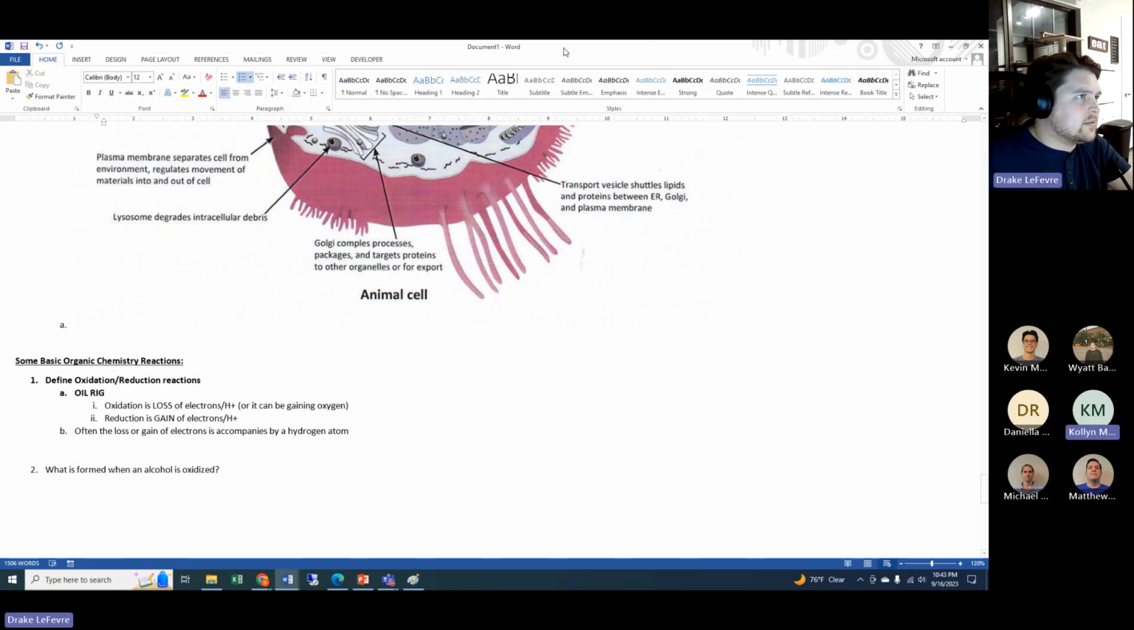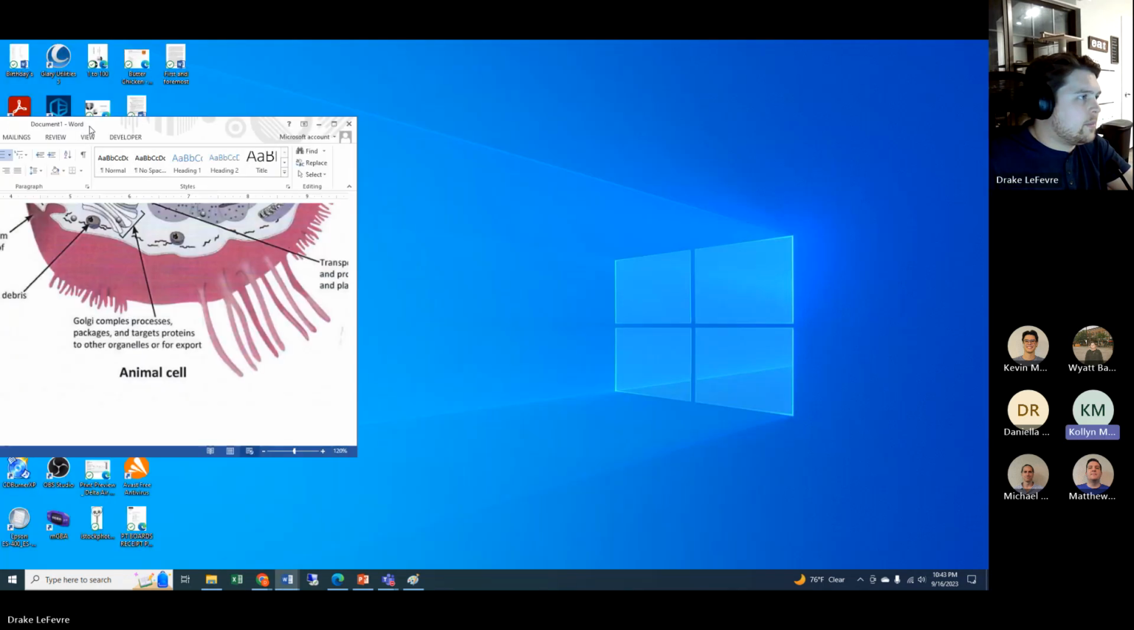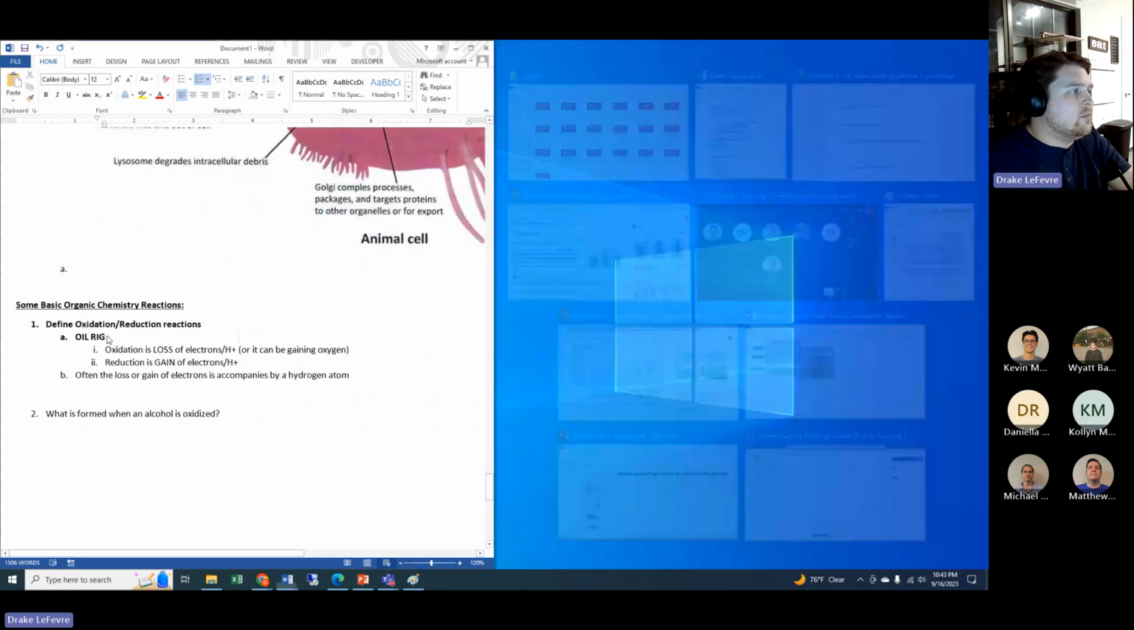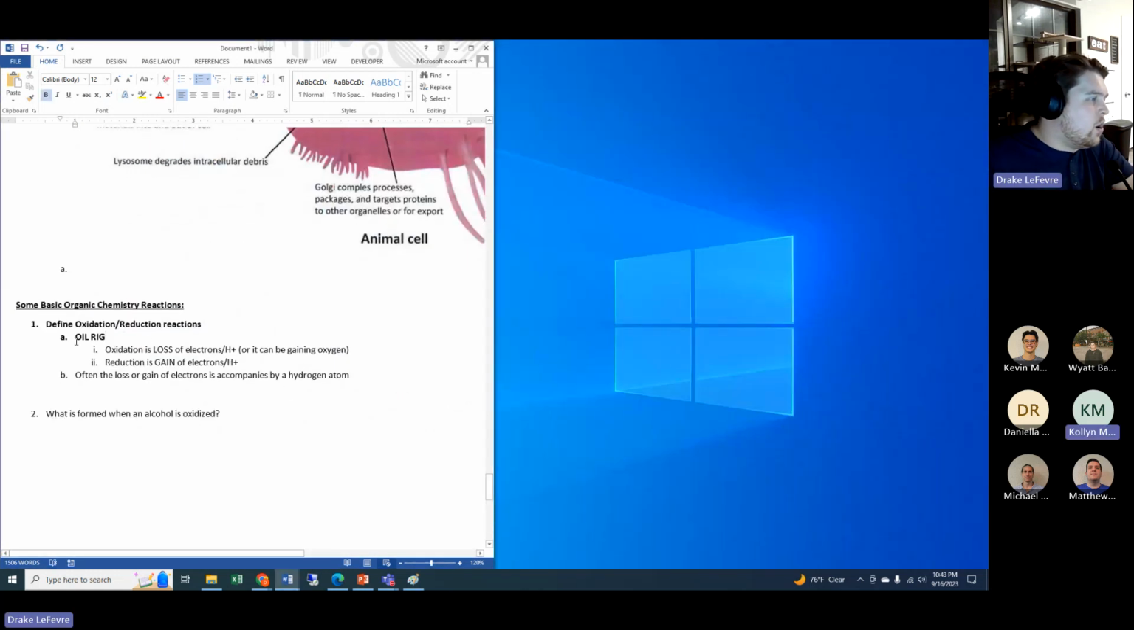I think I missed the OIL RIG connection. Can you explain that again? It's just a little mnemonic to remember. OIL RIG: oxidation is loss, reduction is gain, specifically of electrons. Yeah. Gotcha.